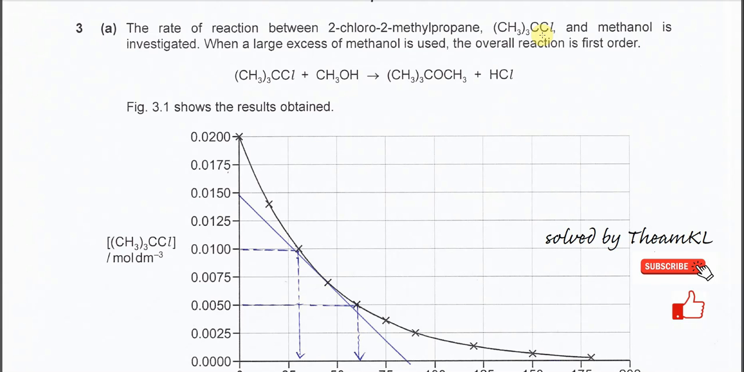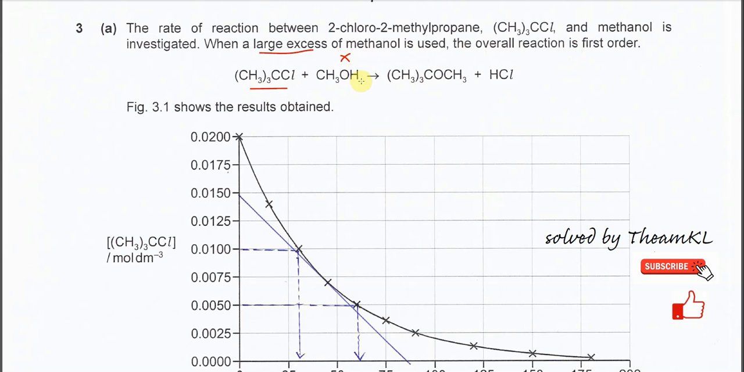Question 3, Part A. The rate of reaction between 2-chloro-2-methylpropane and methanol is investigated. When there is a large excess of methanol, the overall reaction is first order, meaning methanol will not really contribute to the orders, and now the order of the reaction depends on just this one.